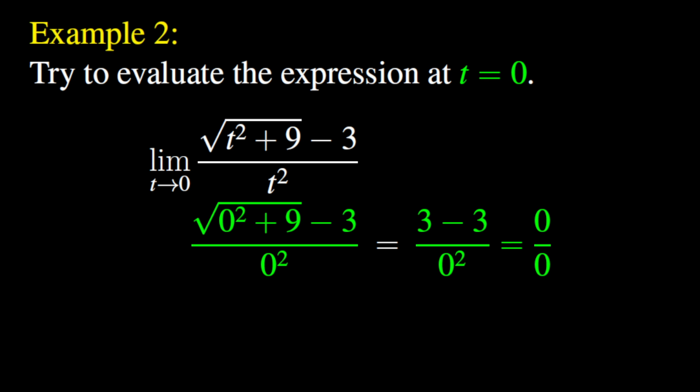As we did in the first example, we evaluate the expression for t equals 0. We obtain the square root of 0 squared plus 9, minus 3, over 0 squared. It is clear that the numerator is 3 minus 3 and the denominator is 0, because the square root of 9 is 3. This is obviously 0 over 0, which is undefined. In order to resolve this issue, we have to use the conjugate expression of the numerator.